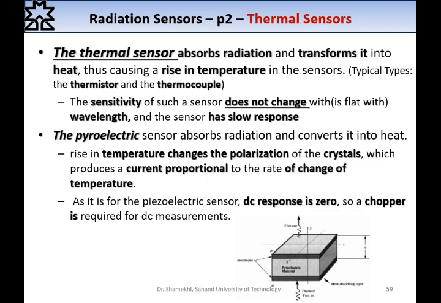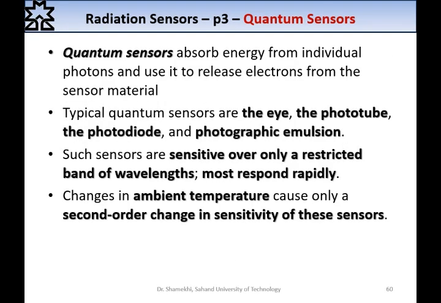The pyroelectric sensor absorbs radiation and converts it into heat. Rise in temperature changes the polarization of crystals, which produces a current proportional to the rate of change of temperature. As with the piezoelectric sensor, DC response is zero, so a chopper is required for DC measurements.